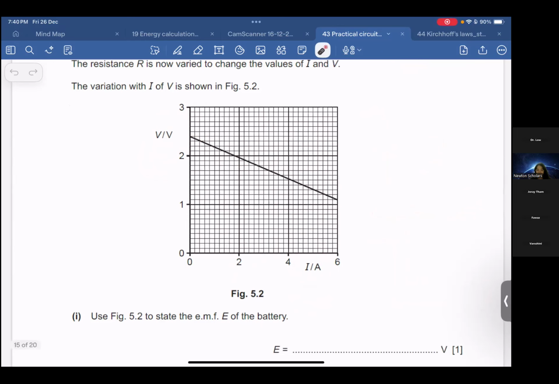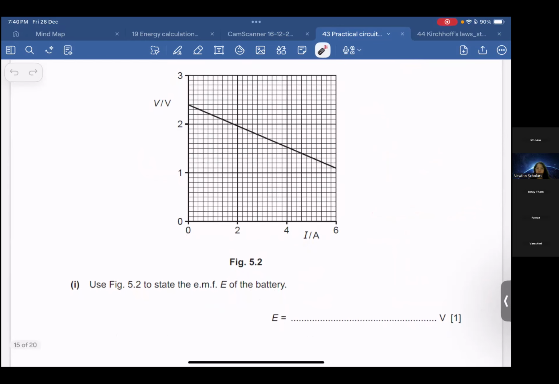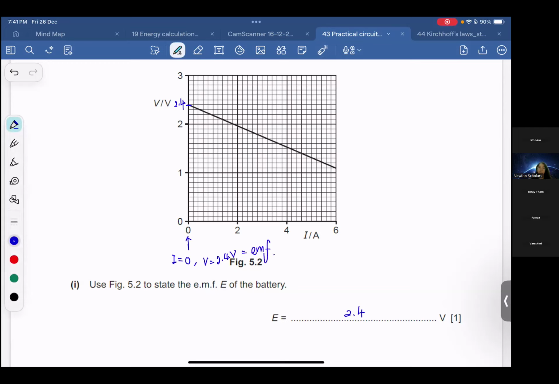Use Figure 5.2 to state the EMF of the battery. So from the graph, what is your EMF? Very easy. Tell me the answer. From the graph, how do you know what the EMF is? Yes, Vashini already told us. The EMF is 2.4. This one is labelled 2.4. So when I equals 0, your voltage is 2.4 volt. This voltage is the EMF.